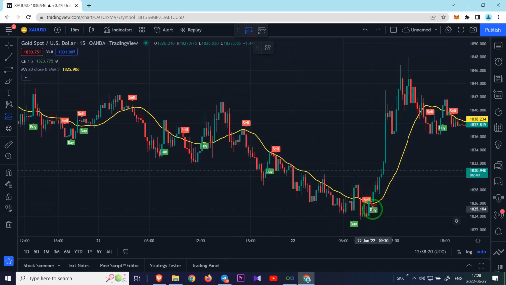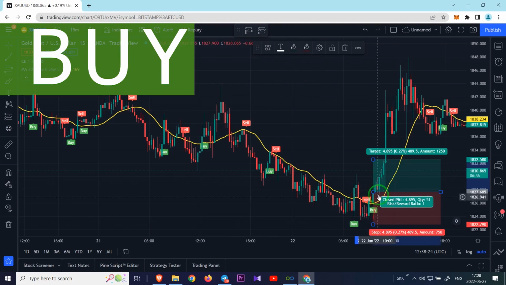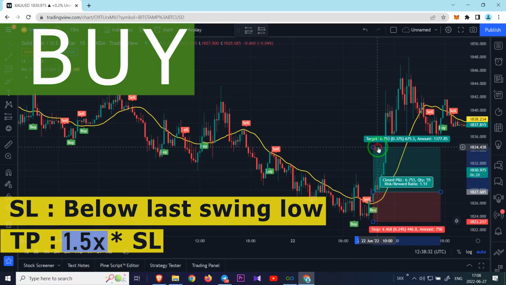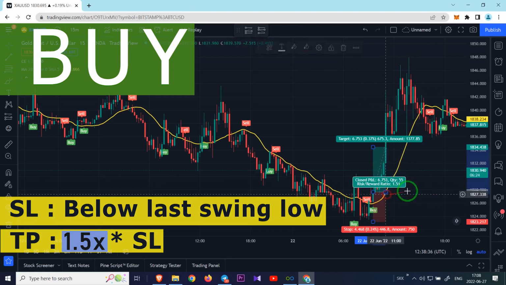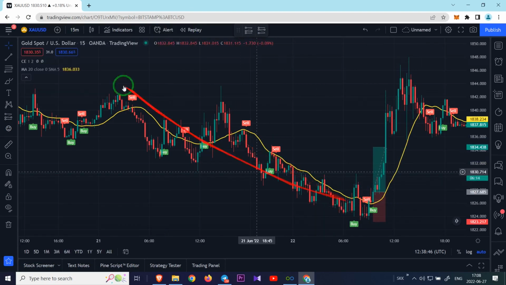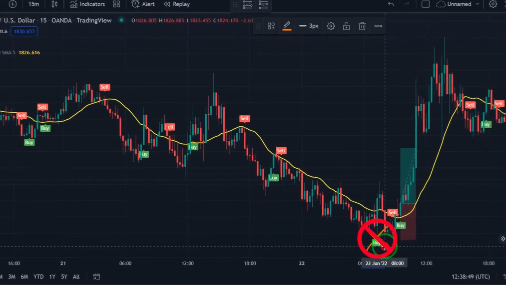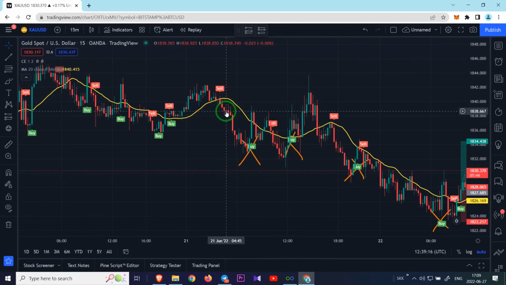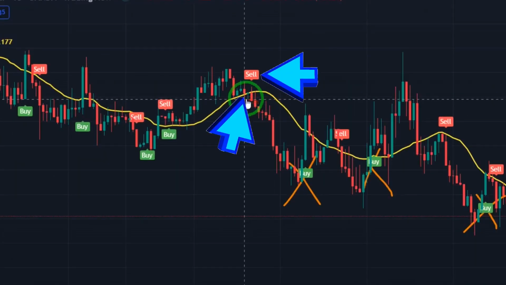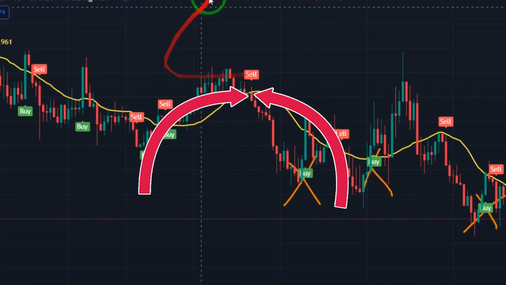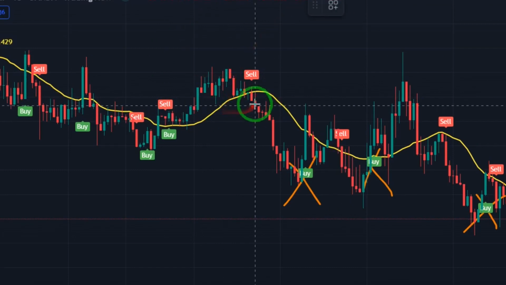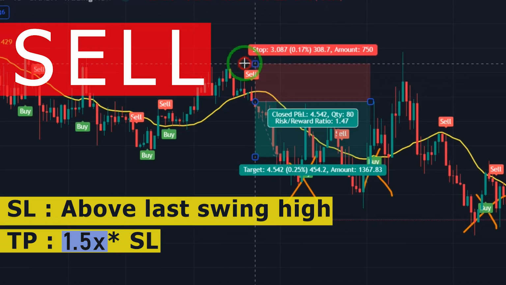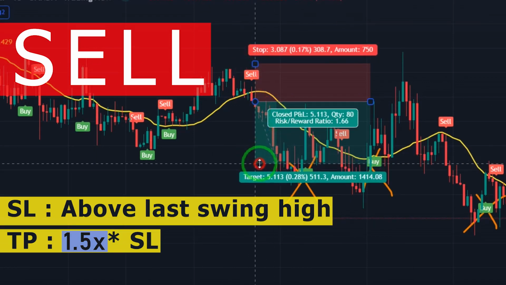So, with the closing of the candle, we enter the buy position and set the stop loss below the previous swing, and set the take profit 1.5 times the stop loss. Therefore, when the price is below the moving average, we do not enter into a buy position, and these are false signals. For a sell trade, the price should be below the moving average and the CE indicator should give us a sell signal. With the closing of the candle, we enter the sell position, and we set the stop loss above the previous swing and the take profit 1.5 times the stop loss.